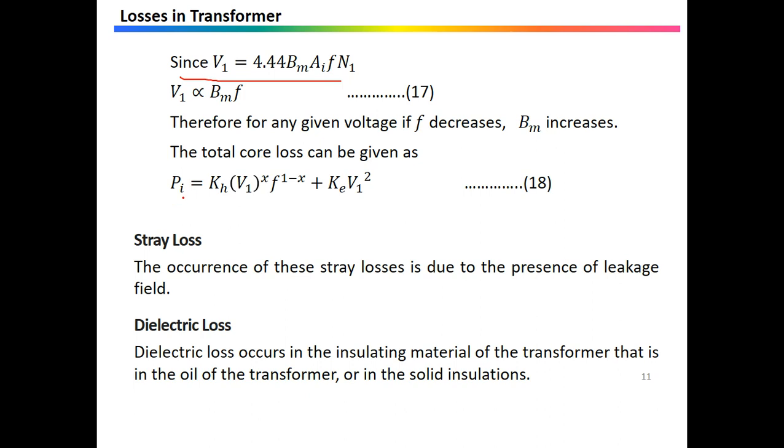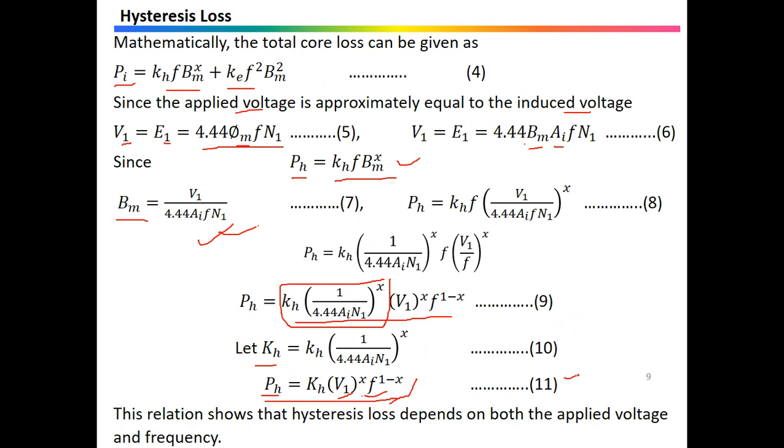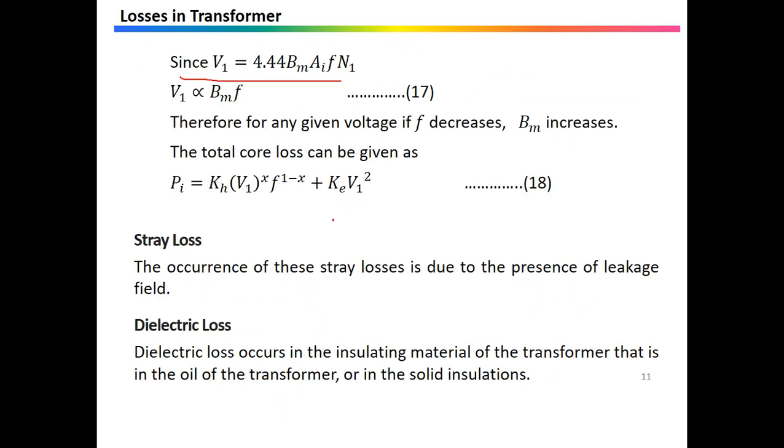Using the expression we have derived, equation number 16 as well as equation number 11, we can write the resultant total core loss as this, and it is nothing but the hysteresis loss plus the eddy current loss. There are two other losses here, but as I already told, the value of these losses is very small. One is the stray losses, which occur due to the presence of leakage field, and the percentage of these losses is very small compared to the iron loss and the copper loss, so it can be neglected.